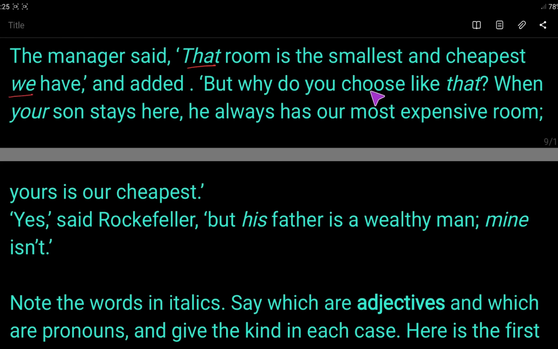But why do you choose like that? This is a demonstrative pronoun. When your son, here your son, it is describing son, this is a possessive adjective. He always has our most expensive room. Yours is our cheapest. Yes, said Rockefeller, but his father, here this is a possessive adjective, is a wealthy man. Mine isn't. Here mine is used in place of my father, so that's why this is a possessive pronoun.